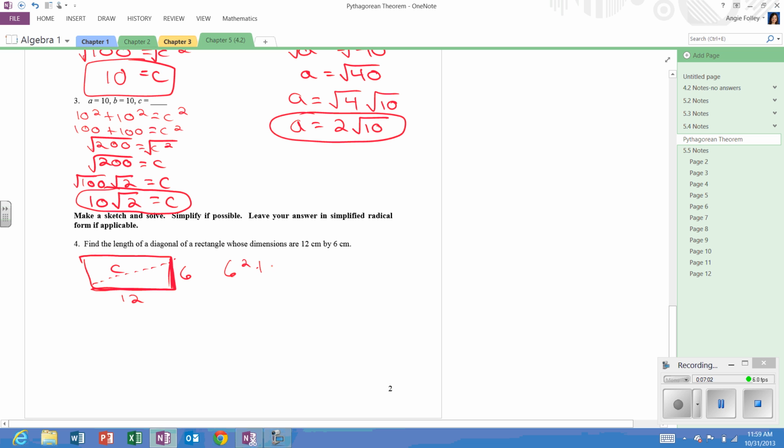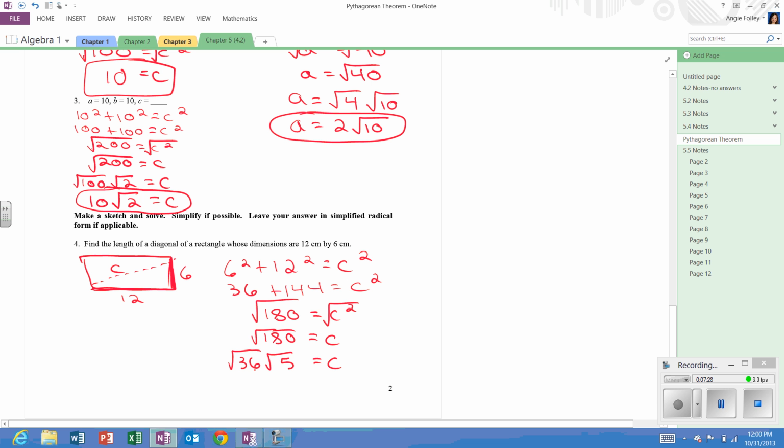So 6 squared plus 12 squared is equal to c squared. 36 plus 144, this is where you really have to know your squares, is equal to c squared. When we add those together, we get 180. Now we have to take the square root of both sides. So the square root of 180 is equal to c. You can simplify 180 into radical 36 times radical 5. The square root of 36 is 6, times radical 5 is equal to c. So if you guys are not sure on your square root rules, you really want to double check those.